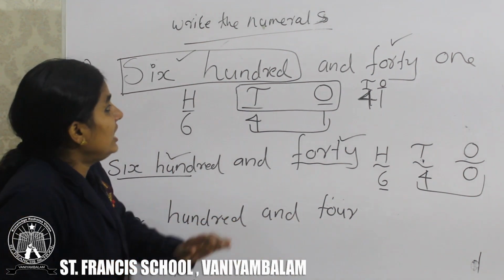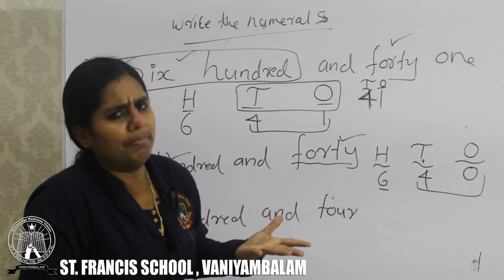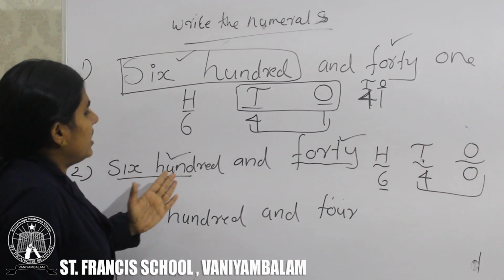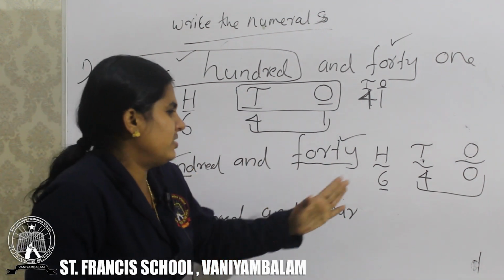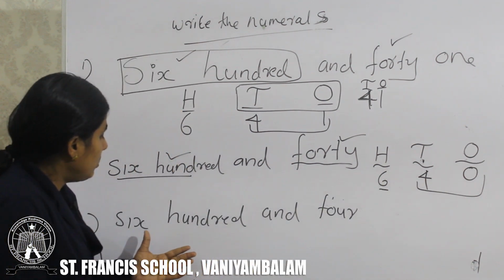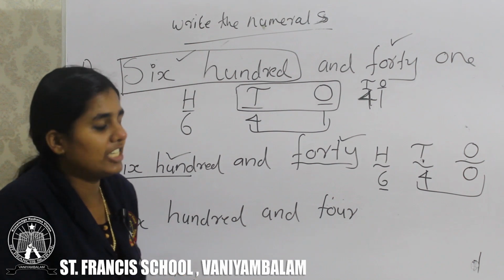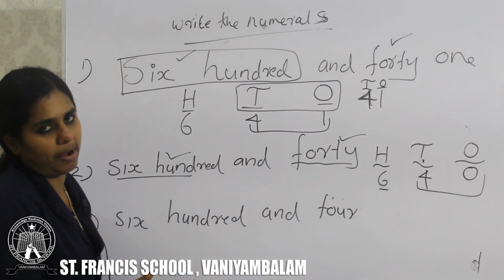604. Find the difference. First we have 641. That is very simple. Next one, look here, 640. That means in the ones place we have 0. The next one, look here, 604. Only 4. Then we can see how to write the numerals of this number name.